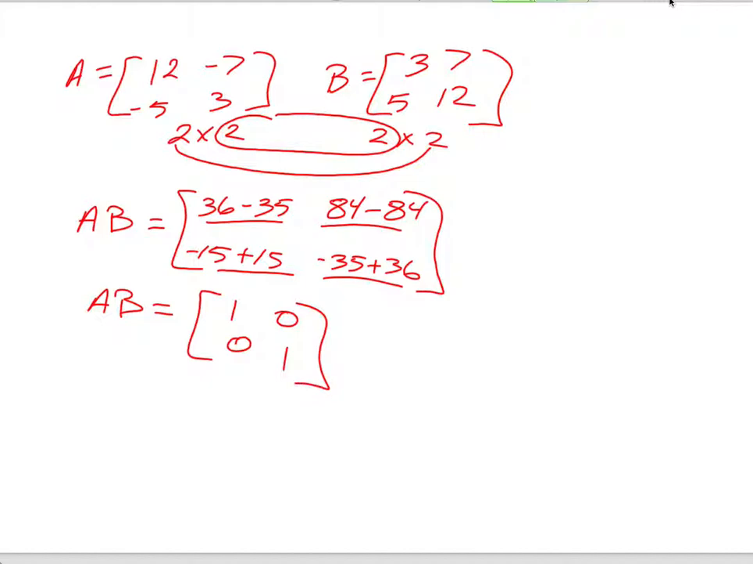So the resulting matrix is 1, 0, 0, 1. 1, 0, 0, 1 is the identity matrix, the 2 by 2 identity matrix. So an identity matrix is going to be the diagonal is only 1s and everything else is a 0. That's an identity matrix. So to determine if two matrices are inverses, multiply them, you get the identity matrix. The answer is yes, they are inverses. If you do not get the identity matrix, the answer is no.